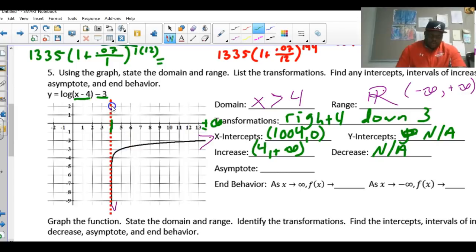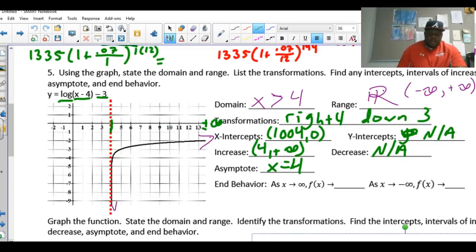Asymptote. Remember, we have a vertical asymptote right here at x is 4. So we're going to say x equals 4. You also know that because it says minus 4 right here, which means right 4. So that's where the asymptote is. This applies to logs.